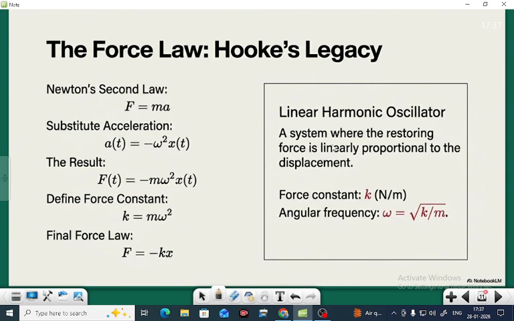Linear harmonic oscillator: a system where the restoring force is linearly proportional to the displacement. Force constant k, newton per meter. Angular frequency omega equal to root over k by m.